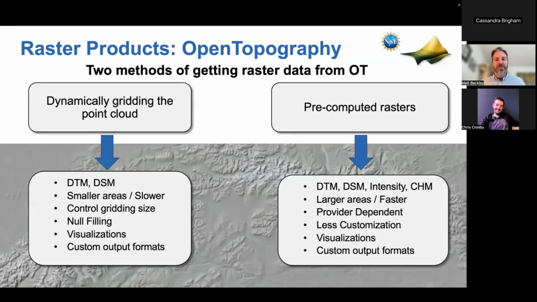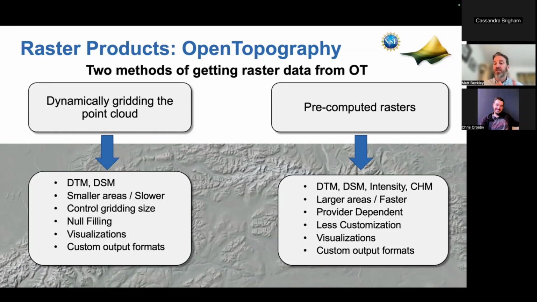So I'm going to go through this in the demo, this is the point I mentioned last week, and I just want to hammer home because it's a little bit confusing to people, is that there's two methods of getting raster data from OpenTopography. You can always dynamically grid from the point cloud directly, and that's the section on the left that I'll go through, and then there's pre-computed rasters.